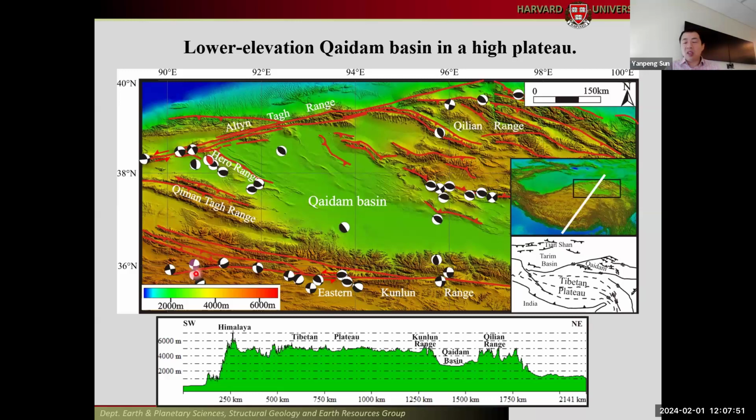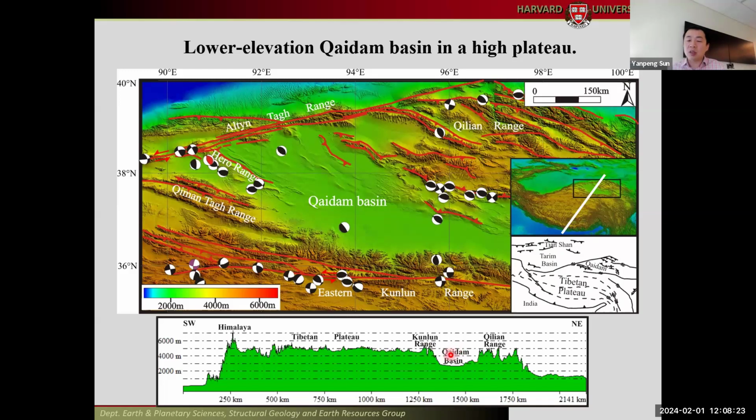Here is the elevation profile, starting from the India plain across the Himalaya into the plateau and further expanding into the Qaidam Basin, where you can see that overall the Tibetan Plateau itself is more or less flat, with an average elevation of about 5,000 meters or 16,000 feet, while the Qaidam Basin itself is about 2,700 meters or 9,000 feet of elevation.